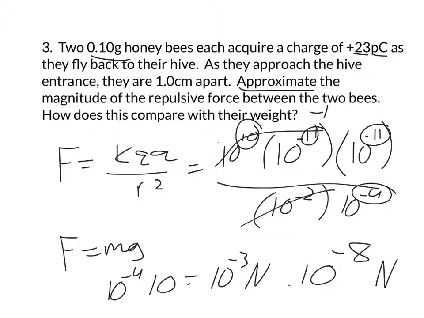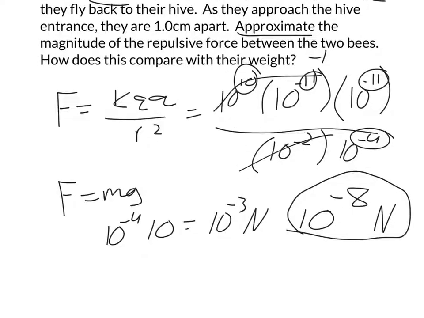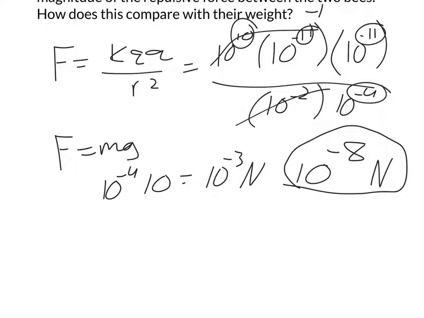So the electric force between them is about 5 powers of 10 smaller than their weight, through 2, 3, 4, 5 zeros. So it's about 100,000 times smaller than their weight. So they're not going to feel very pushed around. If their wings are strong enough to lift their weight, which obviously they are, then they are 100,000 times stronger than the force needed to push them apart or push them together. So this electric force is not a big deal to the bees.